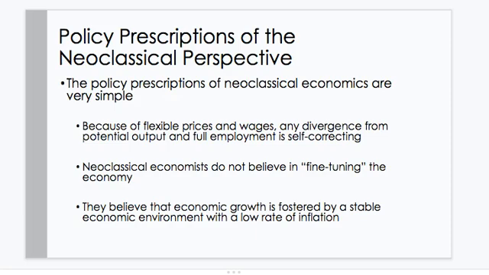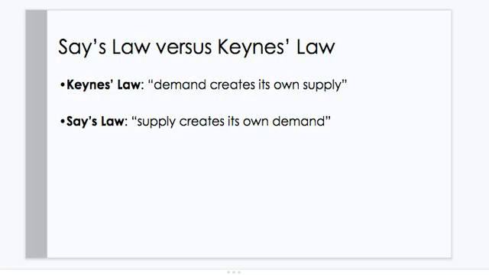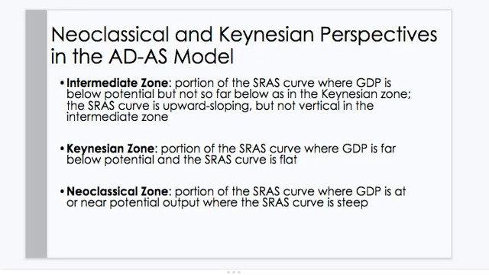Policy prescriptions of the neoclassical perspective. Because of flexible prices and wages, any divergence from potential output and full employment is self-correcting. Neoclassical economists do not believe in fine-tuning the economy. They believe that economic growth is fostered by a stable economic environment with a low inflation rate. Say's law versus Keynes' law. Keynes' law: demand creates its own supply. Say's law: supply creates its own demand.